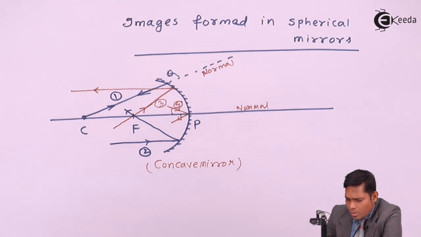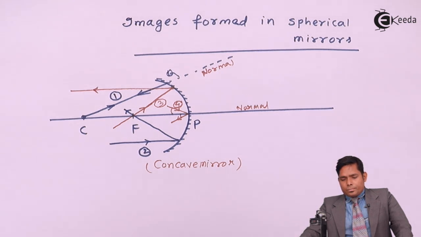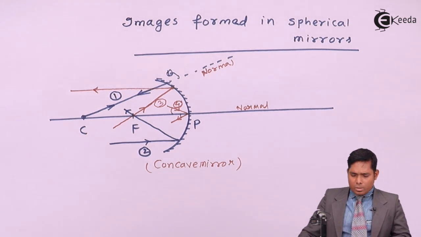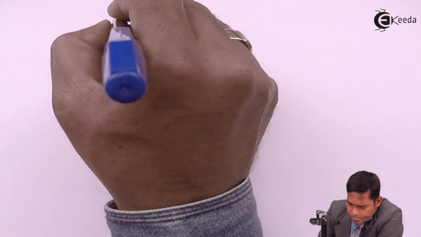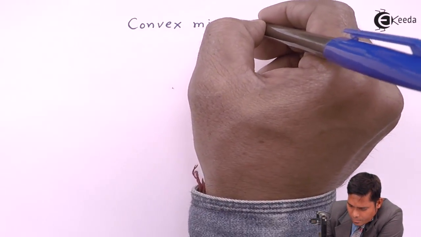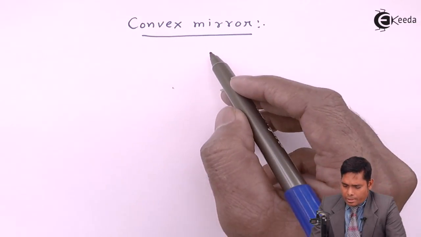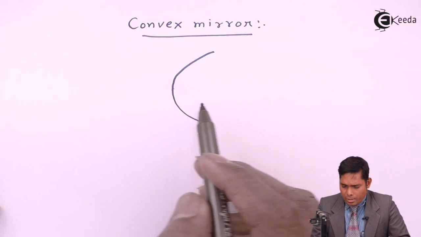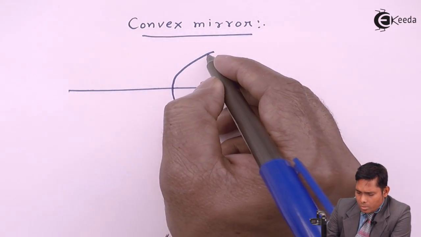I will give you an idea about the convex mirror. Let us discuss the behavior of those rays in the case of a convex mirror. Let us see what happens in case of a convex mirror like this. Suppose I have a situation like this. This is the pole.